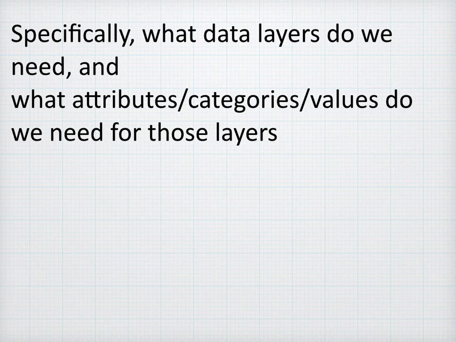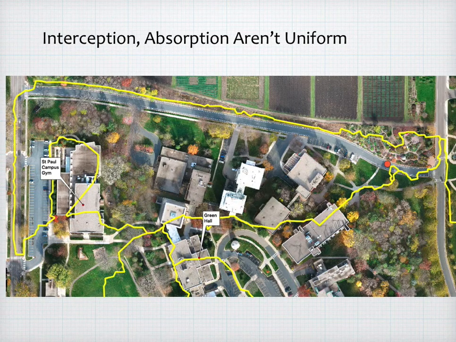And I've already said that, right? These aren't uniform across the landscape. So you can see here, this is a watershed. And across that watershed, we have a canopy that varies, surface that varies, and even within the surface that's exposed, lawns or other areas, there are different amounts of interception and absorption in these areas.